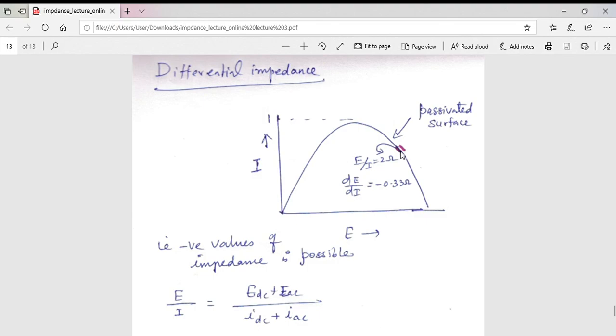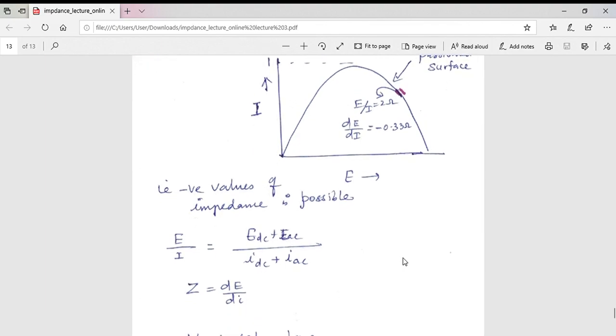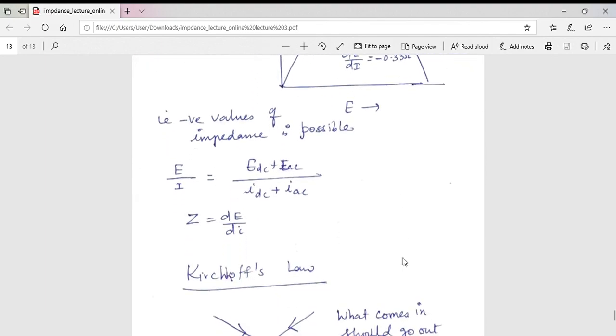What we are trying to measure in impedance spectroscopy is not this, which is just a slope of the curve. What we are trying to measure is dE by dI. That means when I apply, say, a 10 millivolt voltage waveform, what will be the change in the current from its base value. That is negative here, and on this branch it will be positive. So negative values of impedance are possible, it's not that it's impossible.